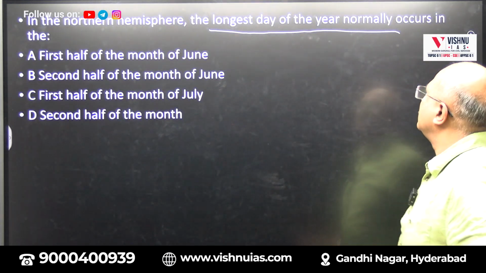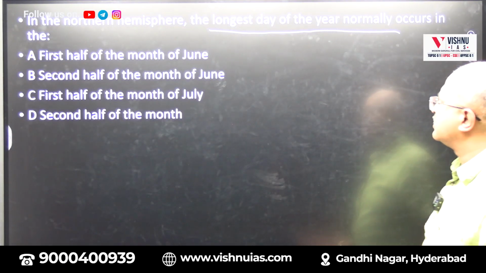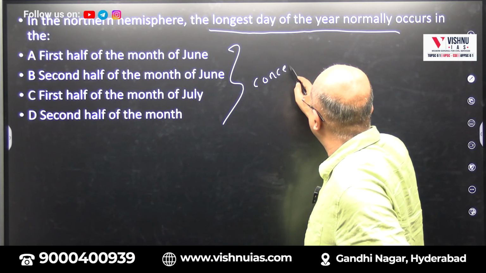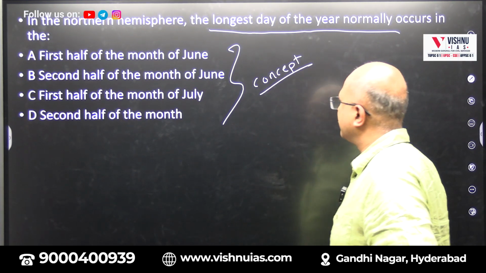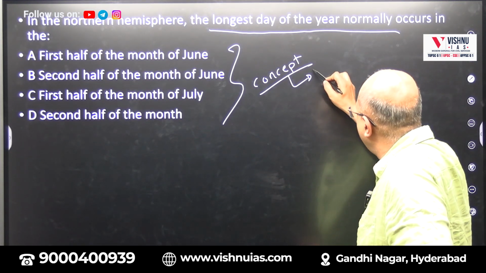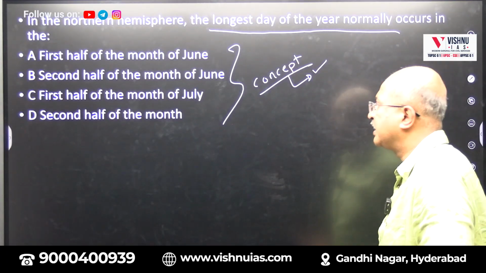In the northern hemisphere, the longest day of the year normally occurs. Now again, this is climatology, which is based on the concept of rotation and revolution of the earth. So if you do the concept well, then you can mark it very correctly, right?